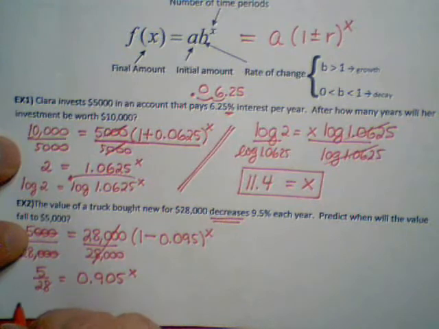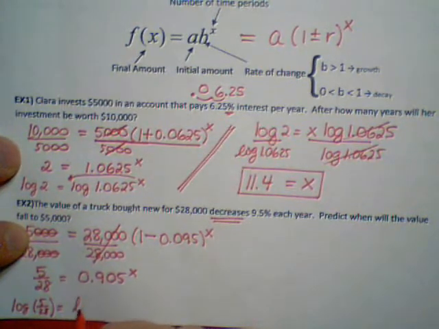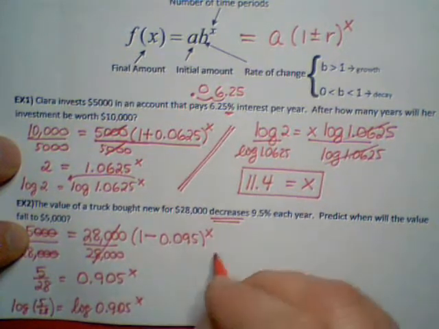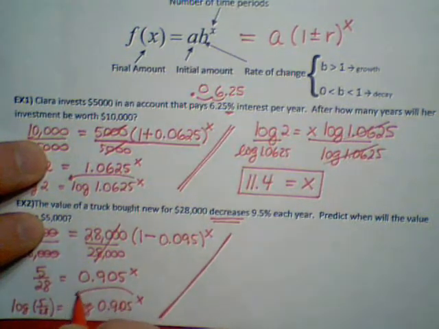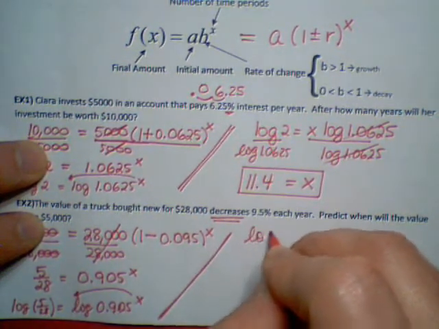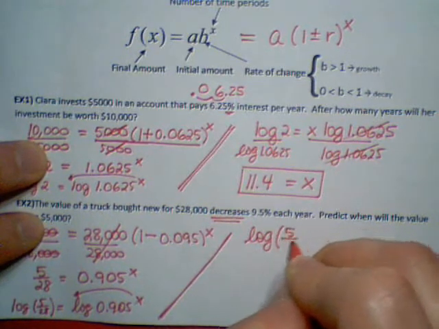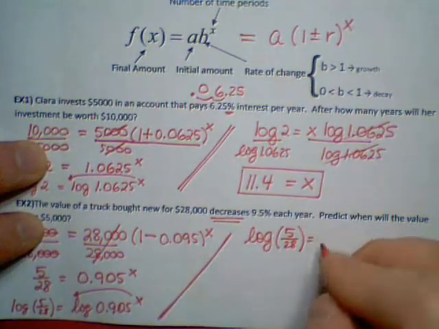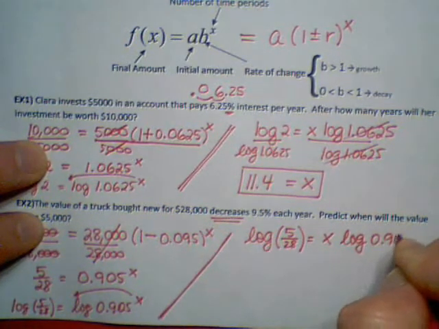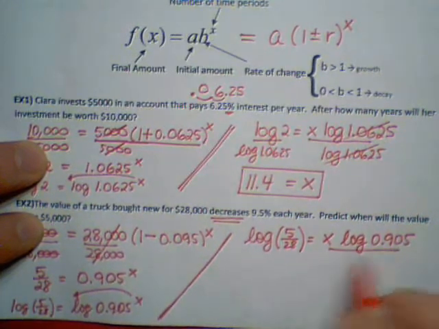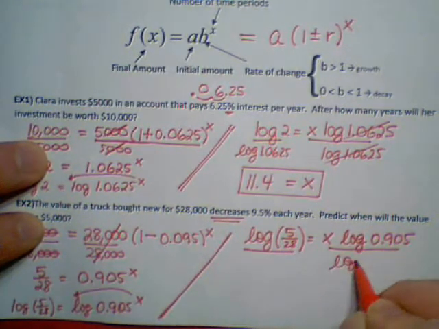To solve for x, all I have to do is take the logs on both sides. So this will be the log of 5 over 28 and the log of 0.905 to the x. The reason why we do log is because we want to move the x to the front. So this will be the log of 5 over 28 equals x log of 0.905. We're going to divide both sides by the log.